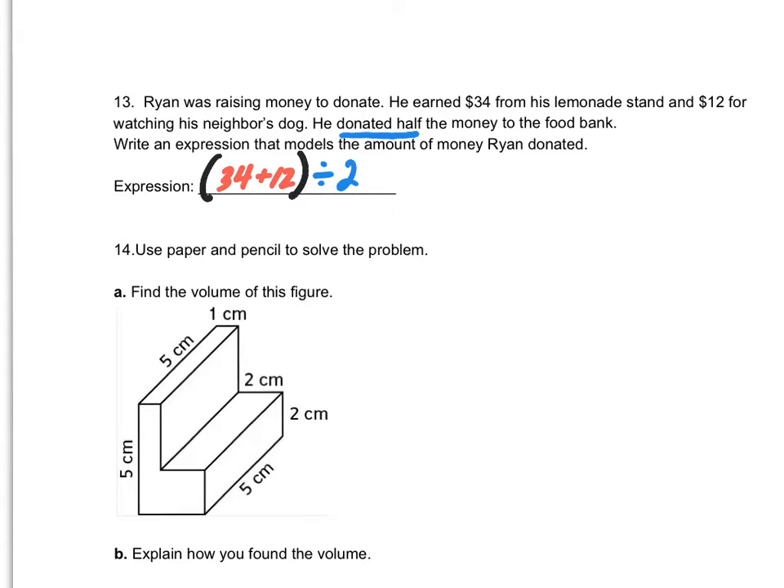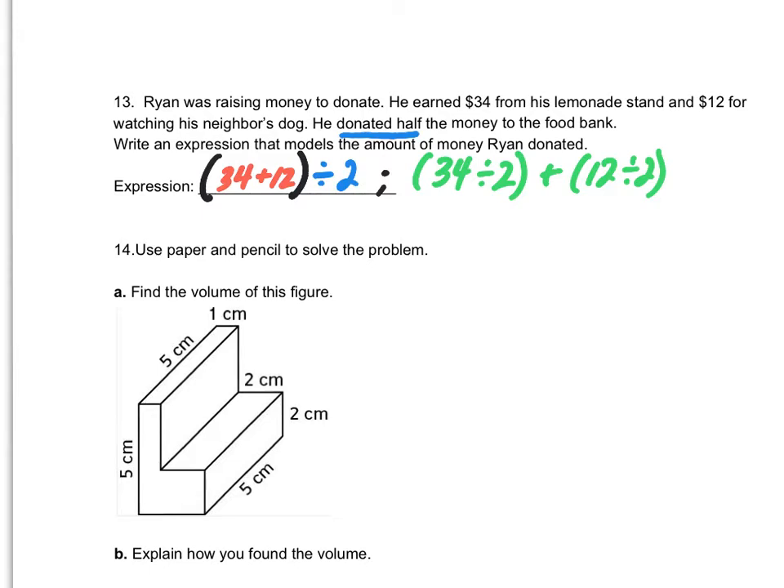Another way you could write this, if you were wondering, you could do 34 divided by 2. That would be half of the money from the lemonade stand. And add that to 12 divided by 2, half of the money that he made watching the dog. So there would be 2 of the possible ways that you could write that answer. You wouldn't need both, just choose the one that makes most sense for you.